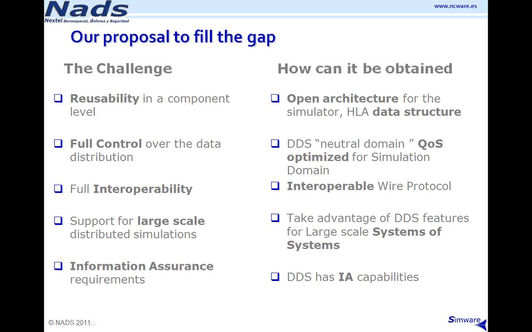For interoperability, we can do it in two ways, as was mentioned before. We can interoperate HLA and DDS in the same way, and we can interoperate within DDS. Finally, for information assurance, DDS offers an information assurance section in its standard, currently in beta state.